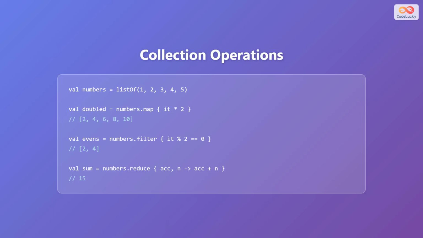Kotlin's Standard Library provides powerful operations to transform and query collections. The map function transforms each element in a collection, such as doubling all numbers in a list. The filter function selects elements that meet specific criteria, like extracting only even numbers. The reduce function combines all elements into a single result, such as calculating the sum of all numbers. These operations make working with collections both expressive and efficient.